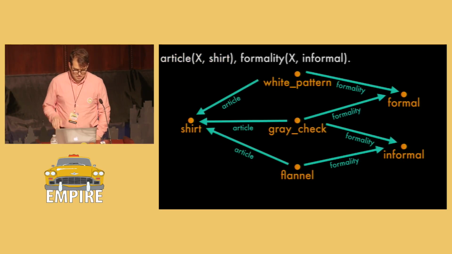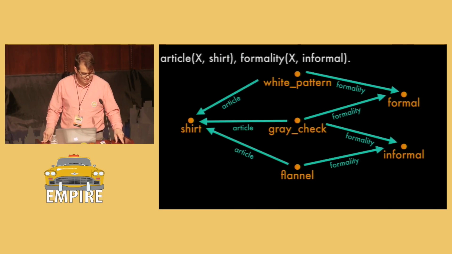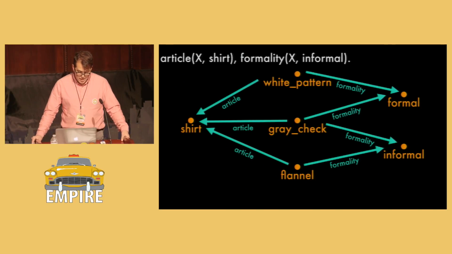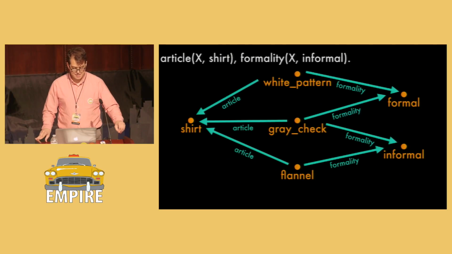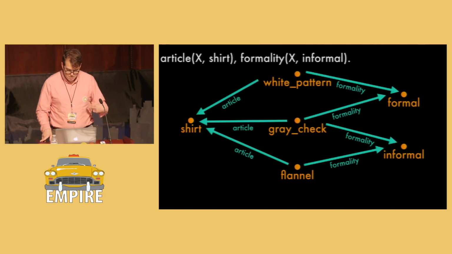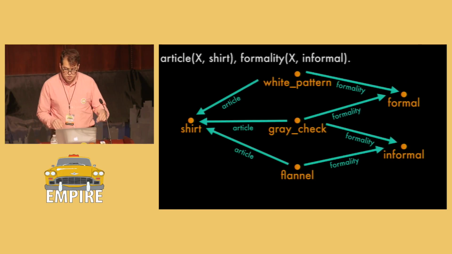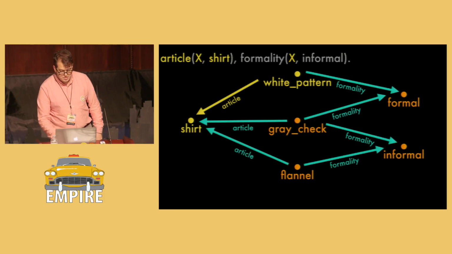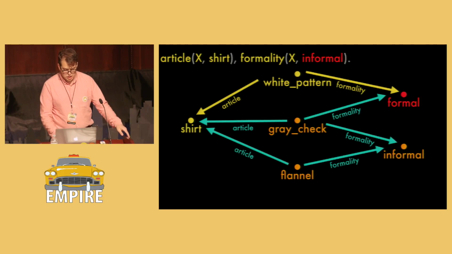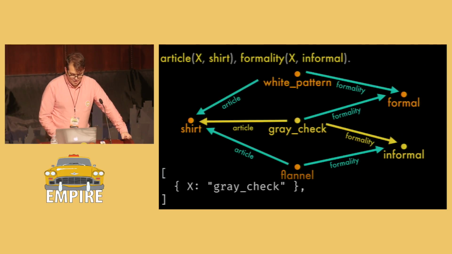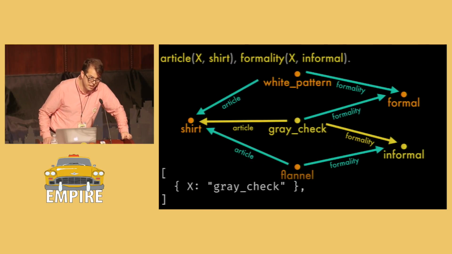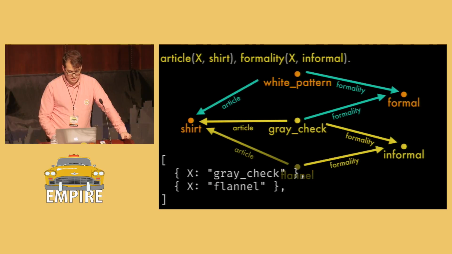Now something a little more complicated, like combining terms. So we ask, what shirts are informal? Or in the query language, we say, what item has a relationship to both shirt and informal? The same variable X used in both clauses means that the value will be the same. So let's iterate through the shirts again. White pattern is a shirt, but white pattern's only formality relationship is with formal. It doesn't match. But gray check has a relationship with both formal and informal. It is both business and casual, so it can match, as does the flannel.